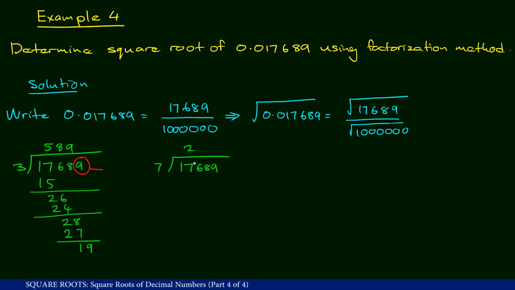So this is 2. That will give you 14. The remainder is 3, so now 36. 7 times 5 is 35. So that's 35, remainder 1. So you bring down 8. 7 times 2 is 14, remainder 4 and 49. 49 is 7 times 7. Okay, so this is the result of 17,689 divided by 7.